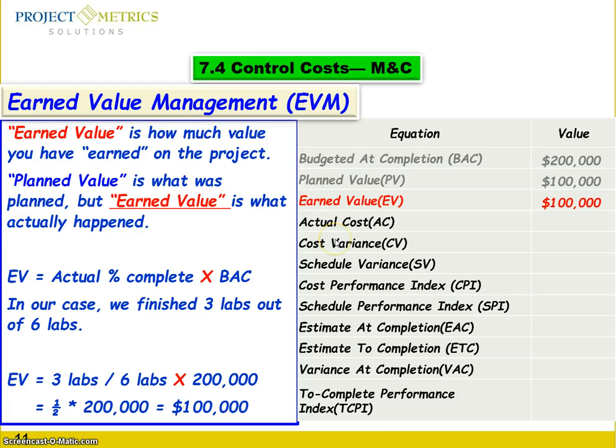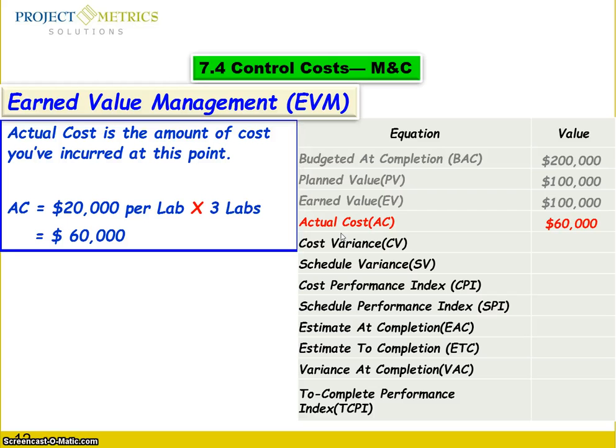Now let's talk about the actual cost of our project. The actual cost is the amount of cost you have incurred at this point. So you have 20,000 per lab times 3, so the actual cost equals 60,000.